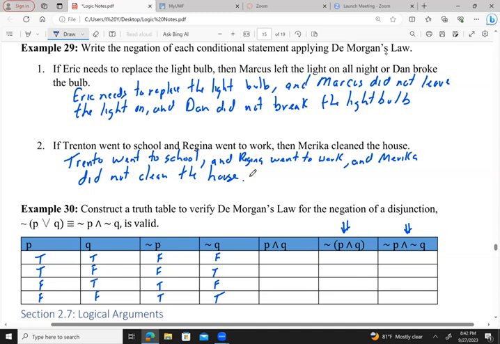So now I'm looking at P and Q. When is P and Q true? The only time an and statement is true is when both are true, which is right here. The rest of them, P and Q is false. Okay? Now we want the negation of that, so we're simply going to change true to false and false to true. Now we're looking at not P and not Q. So now we're looking here, and when are they both true?